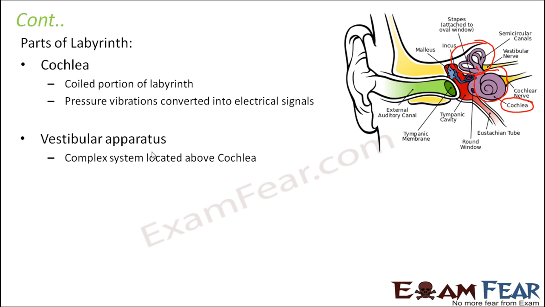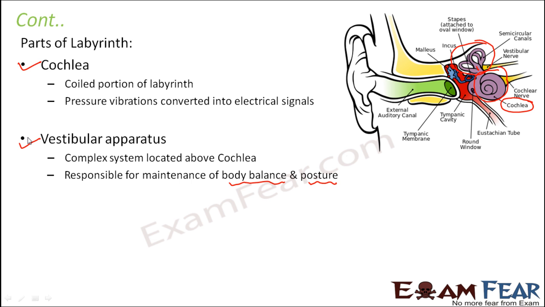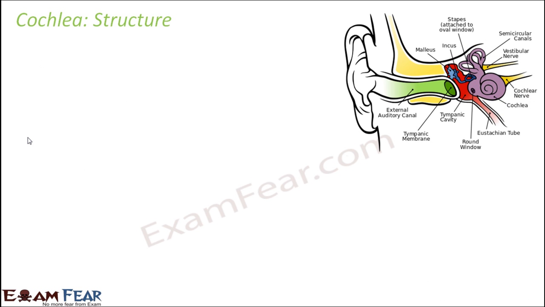The vestibular apparatus is a complex system which is located above the cochlea. It is responsible for maintenance of body balance and posture. Maintenance of body balance and posture is its main job. That is the vestibular apparatus. Now how do the cochlea and vestibular apparatus perform their job? That we will see a little later. So let us talk about the cochlea first.